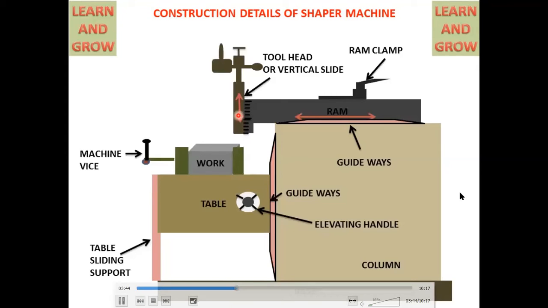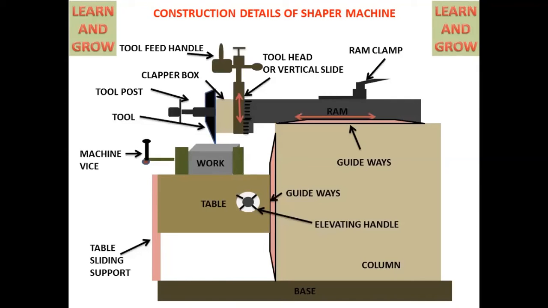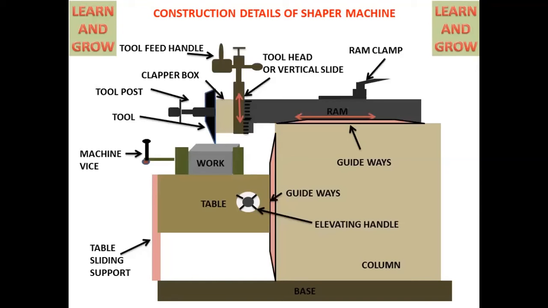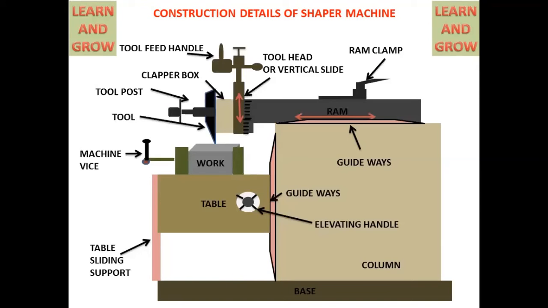Next is the tool feed handle. There is a clapper box to which the tool will be attached. The clapper box is generally used for clamping the tool in a particular position, and then there is the tool post, which is tightened, used to tighten the clapper box and also the tool.